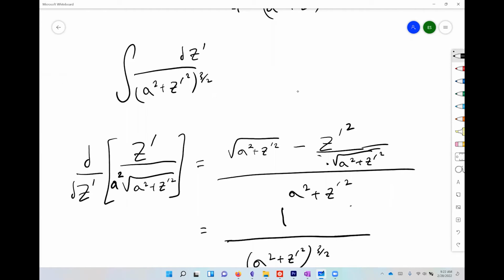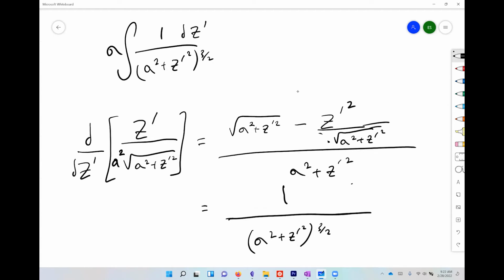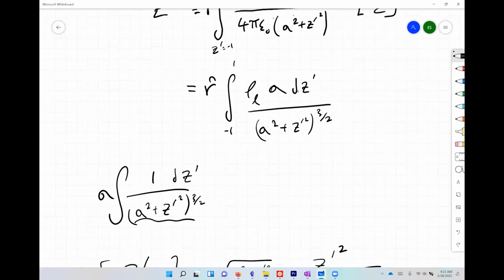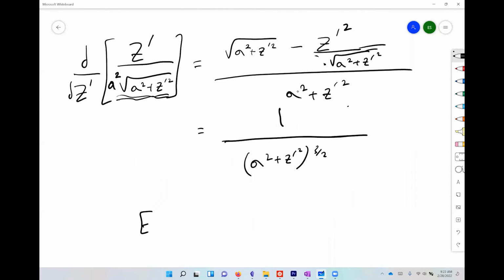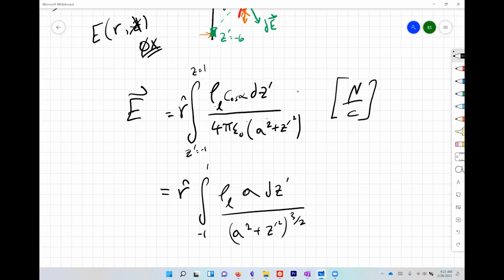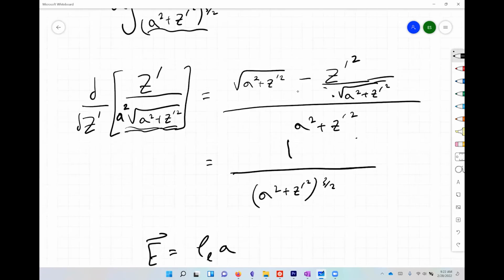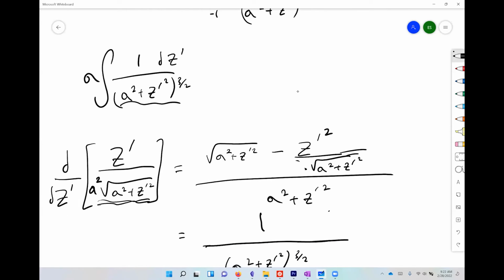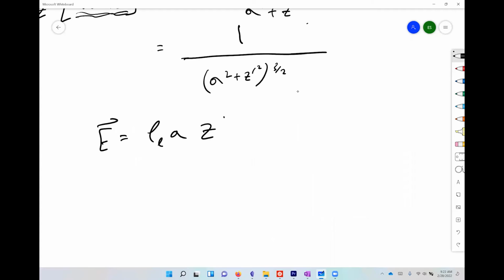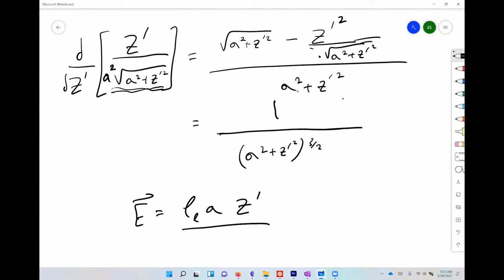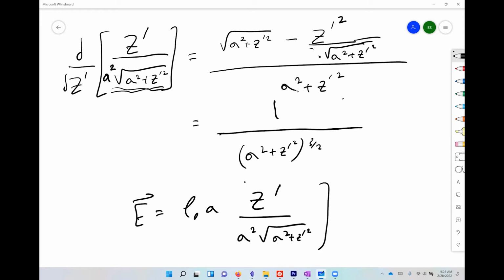So I'm just taking a out. So this is clearly, when I differentiate this, I get this. Right? So I know how to now write my integral. So E, the indefinite integral, is going to be, of course, rho L is constant, A is constant. And then this is going to be z prime over, let me write it this way, z prime over a squared square root a squared plus z prime squared. And this is evaluated from -1 to 1.